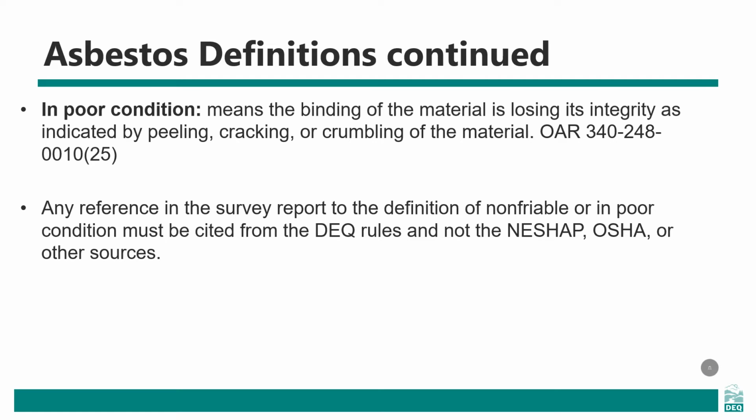In poor condition is defined and means the binding of the material is losing its integrity as indicated by peeling, cracking, or crumbling of the material. Remember this definition when completing the ACM table in the survey report. Any reference in the survey report to the definition of non-friable or in poor condition must be cited from the DEQ rules and not NESHAP, OSHA, or other sources.